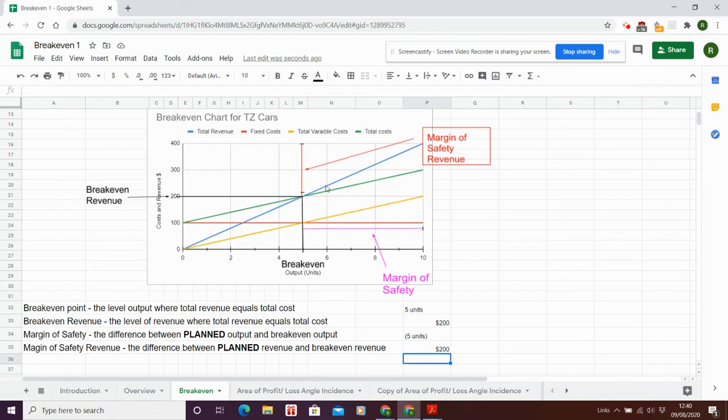If the planned output had only been 6 units, then a 16% fall in sales would have resulted in this business becoming a break-even business, and with any greater fall in sales, it would have made a loss. So it would be quite likely, if they've made a small error in their planning, that this business would be a loss-making business.